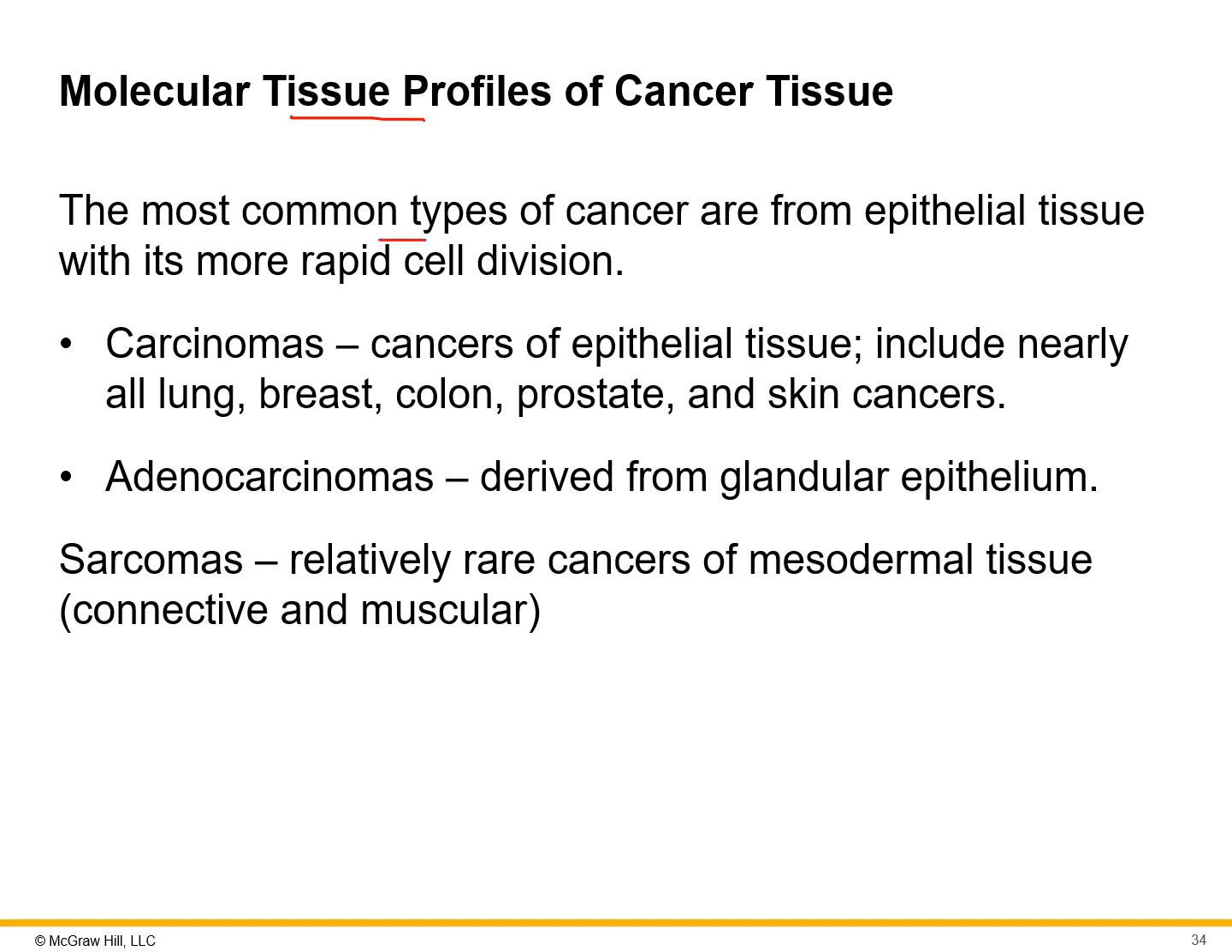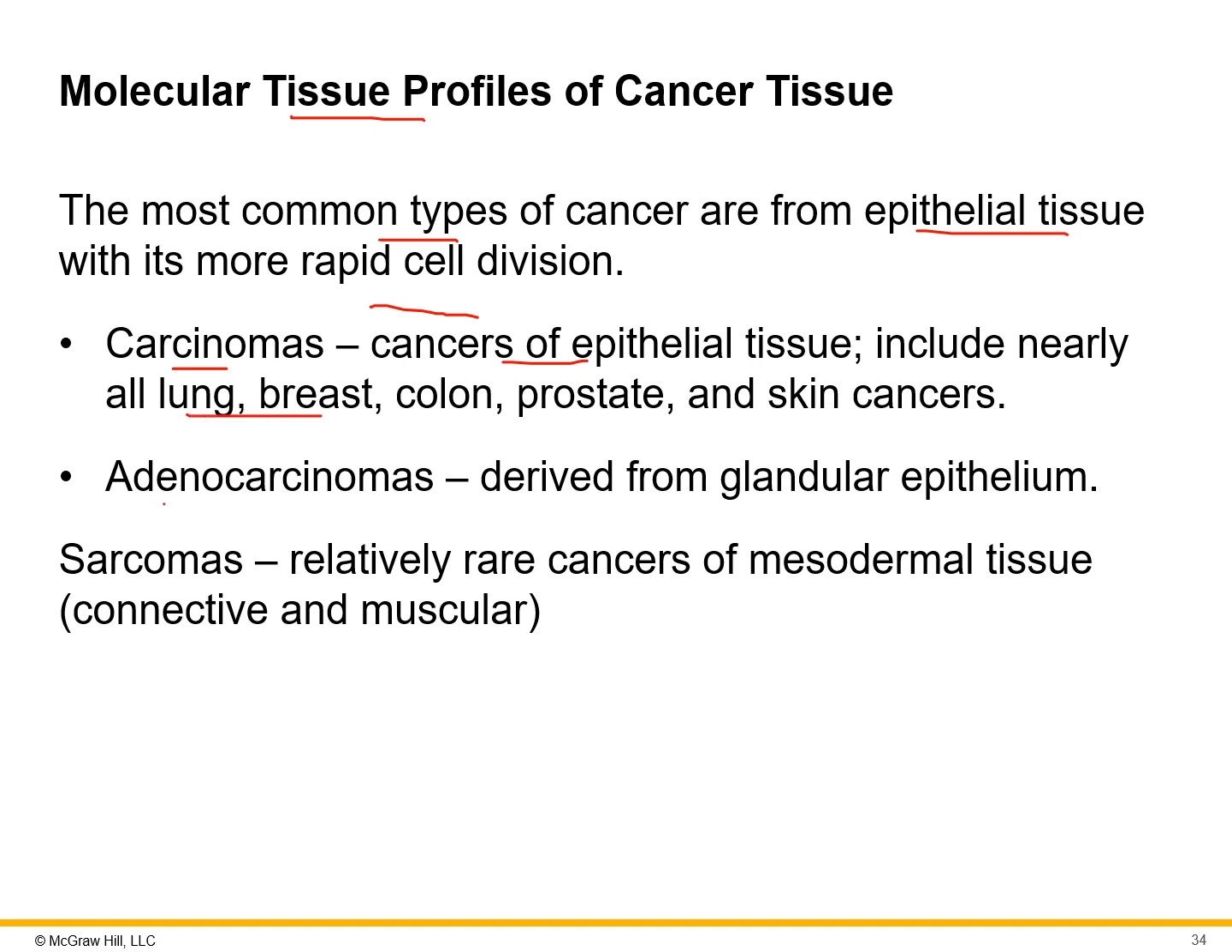All right, so some molecular tissue profiles, going now into our cancer. The most common types of cancer are actually in the epithelial tissue that has that more rapid cell division anyway. So a couple terms: carcinomas. These are cancers of the epithelial tissue. Again, that includes the lung or the breast. So again, these are the most common.